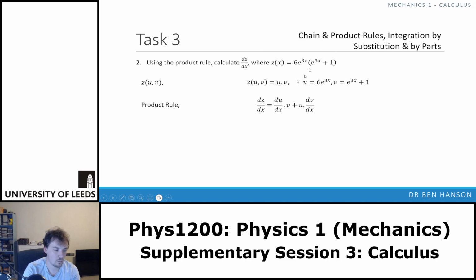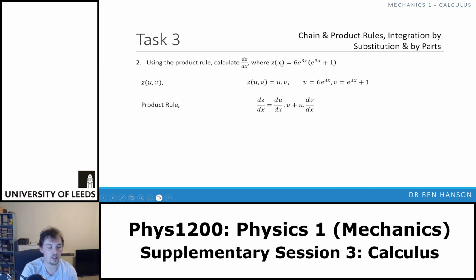And so here we can see that u is 6e to the 3x. We can define u to be that. And v is e to the 3x plus 1. So let's run the product rule.